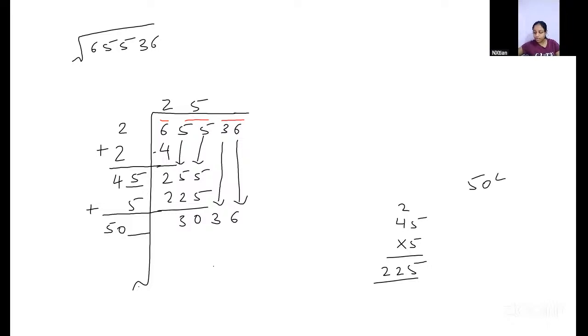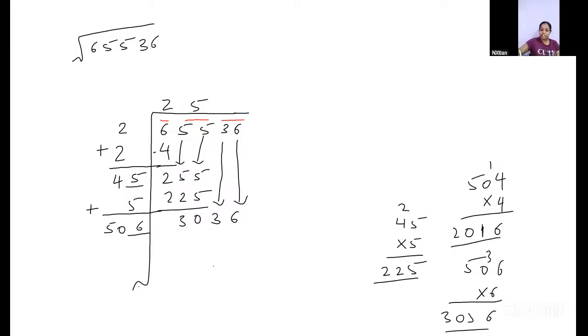504 into 4. 4 4s are 16, 6 carry 1. 4 zeros are 0, plus 1, 1. 4 5s are 20. 2016, it's much smaller. So we can try out with 5. But 5 might not be possible because the number is ending with 6. So let's try with 6. 506 into 6. 6 6s are 36, 6 carry 3. 6 zeros are 0 plus 3, 3. 6 5s are 30. 3036. I have the number 6, and write 6 on the top.